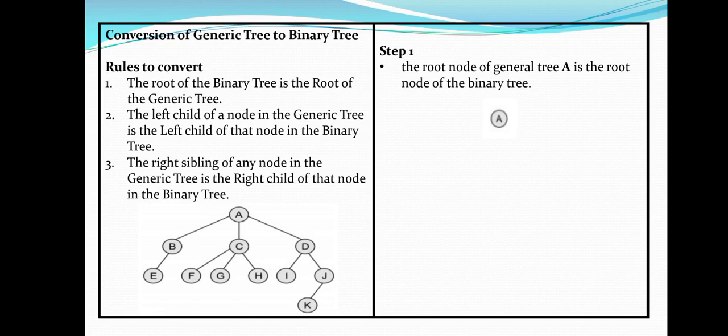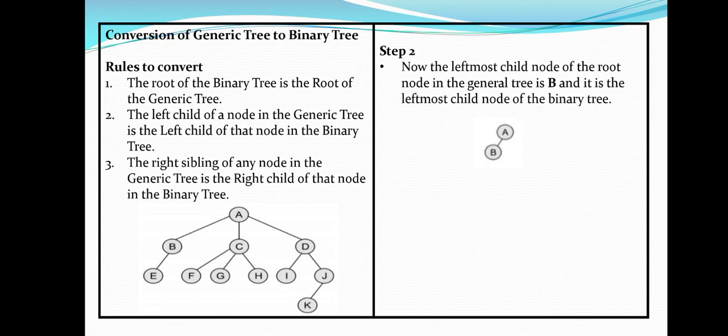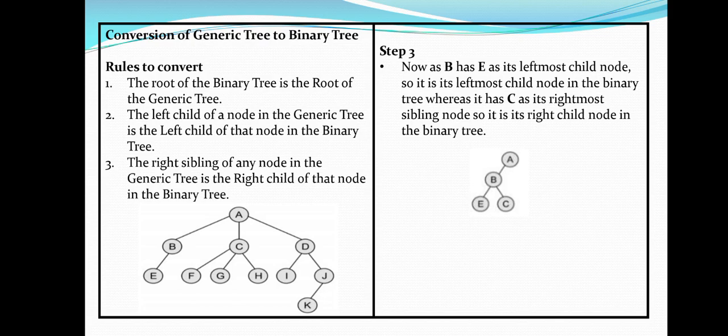So see the second rule. The left child of a node in a generic tree is the left child of the node in the binary tree. So B is the left child of A. So that will be considered as the left child in the binary tree also. So step number 2, B is considered as the left child of A, right? So next, B's left child, as per rule number 2, is E. So that we can consider as the left child of B in the binary tree also.